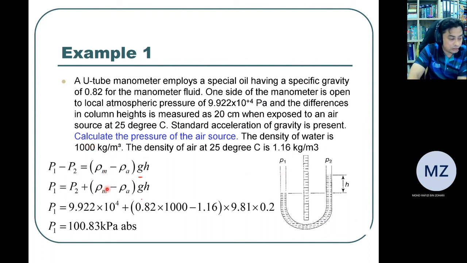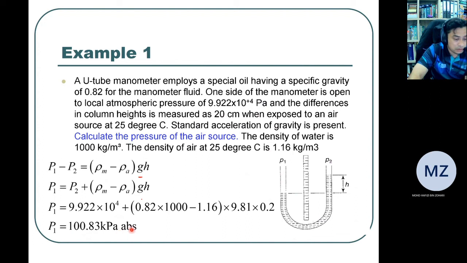So the density of the oil minus the density of the air at 25 degrees, times gh. The difference between both densities times g is equal to the specific weight. Please refer to the previous slide, you can understand that one. So plug in all the values here, and then you can find the absolute pressure for P1.